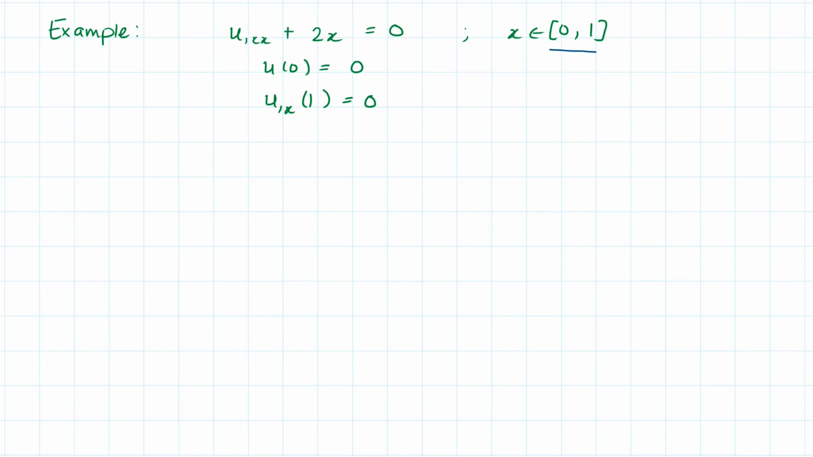Okay, and then we have two sets of boundary conditions. u at x is equal to 0 is 0, and the derivative of u with respect to x at x is equal to 1 is also 0. So can you tell me what type of boundary conditions these are? Hopefully you guessed it right. The first one is our essential boundary condition, and the second one is our natural boundary condition.